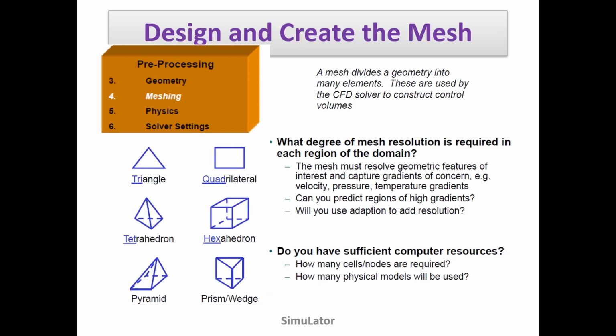As I told, we have to discretize the domain into a finite set of control volumes. There are many ways to discretize the domain. Here some meshing types, some discretization patterns, are shown. Triangular and quadrilateral are used for 2D geometry. However, tetrahedral, hexahedral, pyramid, prism, these meshing types are used for 3D geometries.